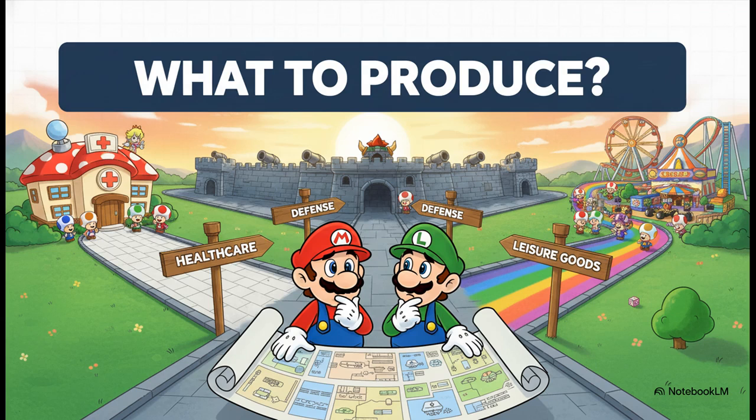This means sitting down and deciding our priorities, choosing exactly which goods and services our society needs the most right now. Because our resources are limited, producing more of one thing automatically means producing less of another. Do we devote our scarce workers and materials to improving healthcare, or building up national defense, or maybe creating more leisure goods so people can relax?